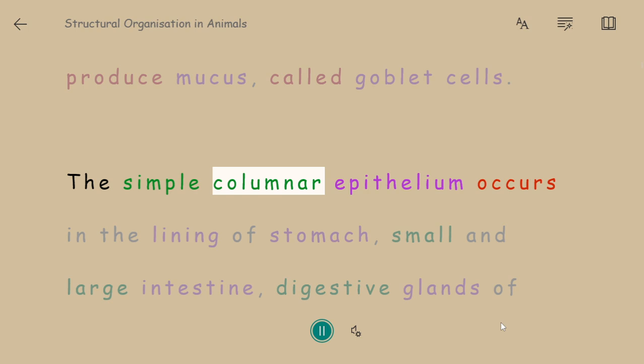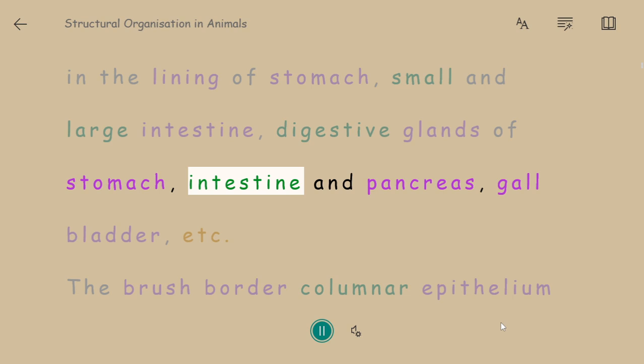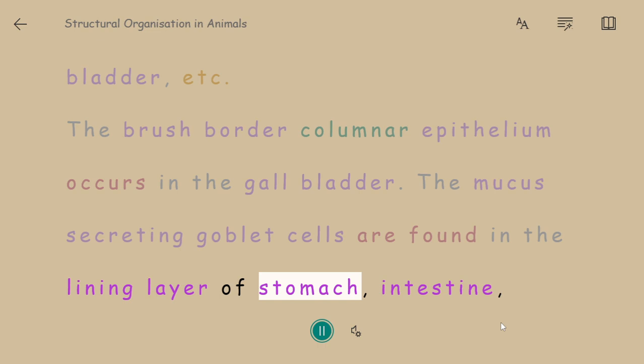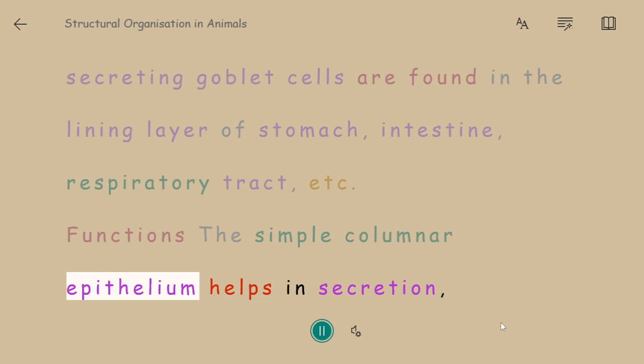The simple columnar epithelium occurs in the lining of the stomach, small and large intestine, digestive glands of stomach, intestine and pancreas, gallbladder, etc. The brush border columnar epithelium occurs in the gallbladder. The mucus secreting goblet cells are found in the lining layer of stomach, intestine, respiratory tract, etc. Functions. The simple columnar epithelium helps in secretion, absorption and protection to the components of most glandular epithelia.